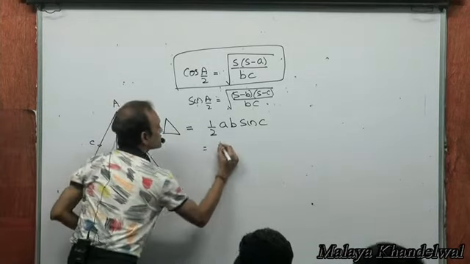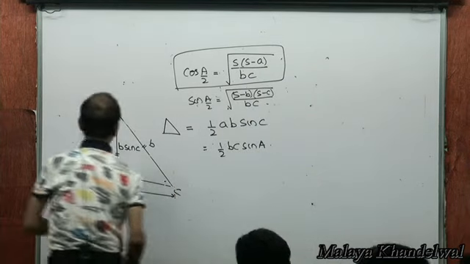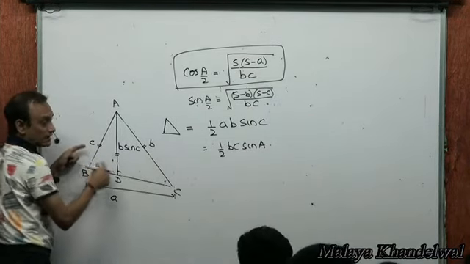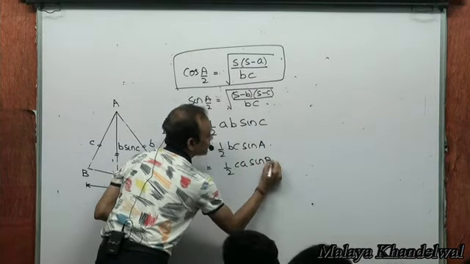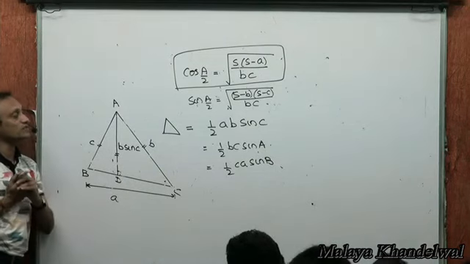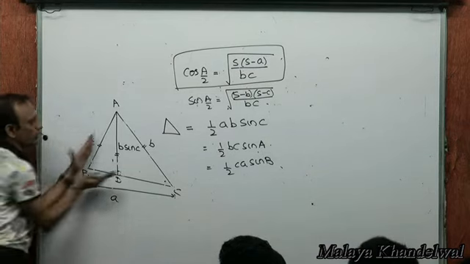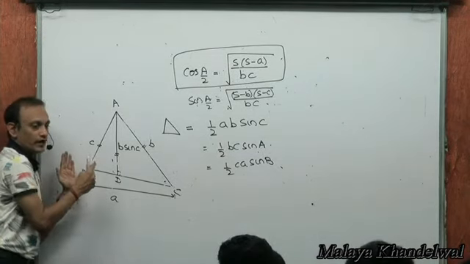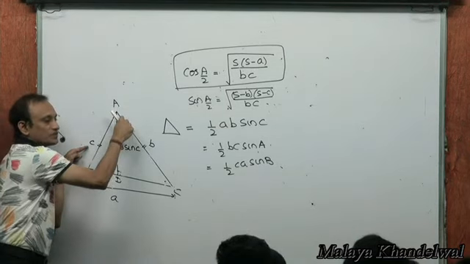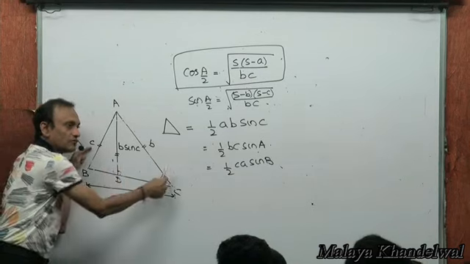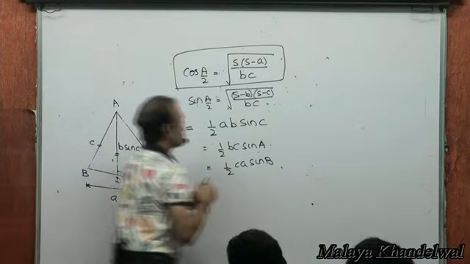You could have also read this as half of bc sine A, or ca sine B. Half the product of any two sides into sine of the included angle between the two sides. That's how you want to read the area of a triangle. This side into this side and sine of this angle, or this side into this side into sine of this angle. That's the generalized version.